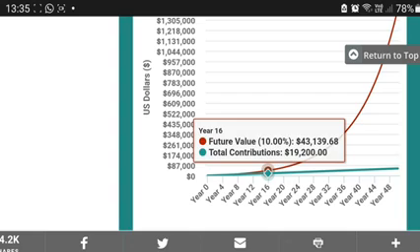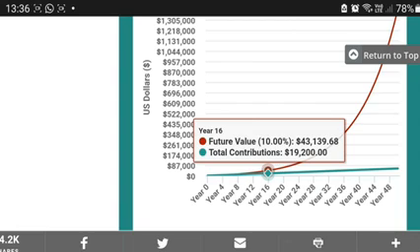Let's move to year 16. In year 16, your total contributions are 19,200 Rand. But the value of your investments is 43,139 Rand and 68 cents. So your total investment value now is double your total contributions. Why is that? It's because of compound interest.